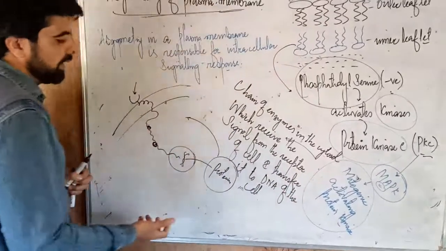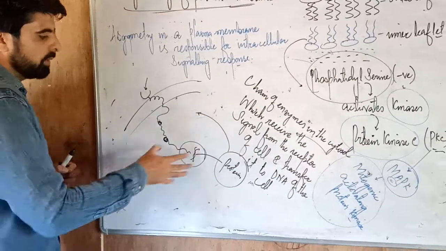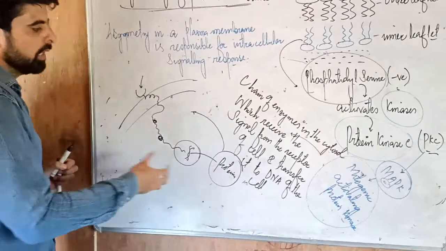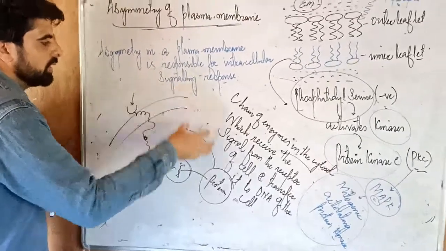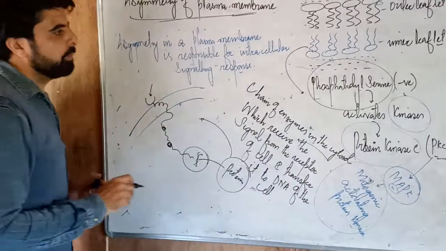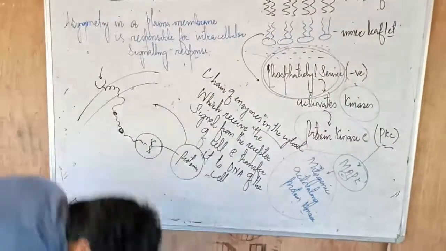So the DNA gets activated to synthesize the proteins. This protein gets synthesized by the ribosome, but the message comes in the form of the messenger RNA that comes from the DNA. So that protein gets synthesized, so this cell shows response to the signal. This one thing is especially activated by the phosphatidylserine.